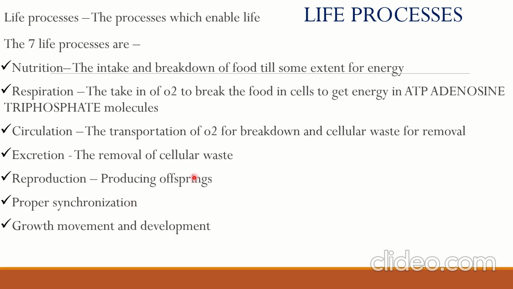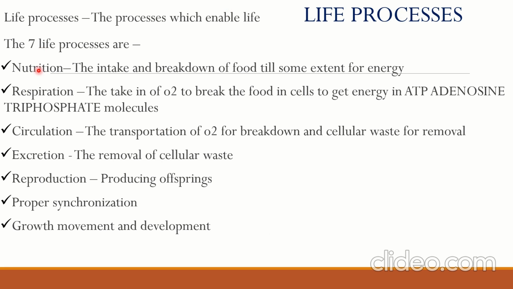Now, proper synchronization. For all these processes to happen in your human body, there needs to be brain control and then proper hormone balance. So this is all proper synchronization, and then comes growth. Now, all living organisms grow. And then movement. Movement is also called locomotion. And then development. Development of living organisms is also a very important life process. So these are the 7 life processes.